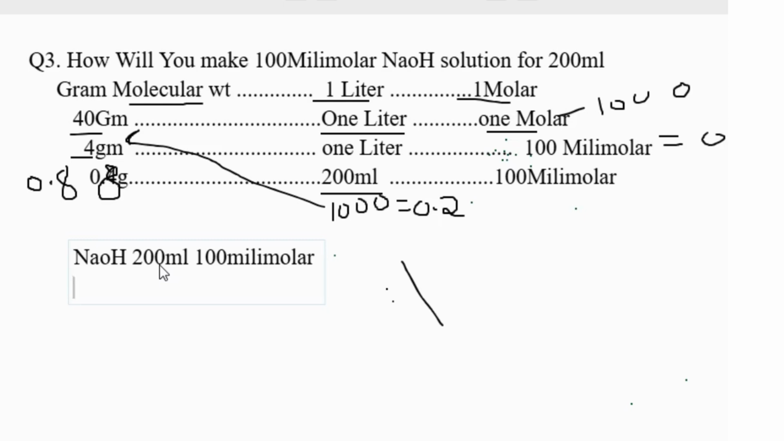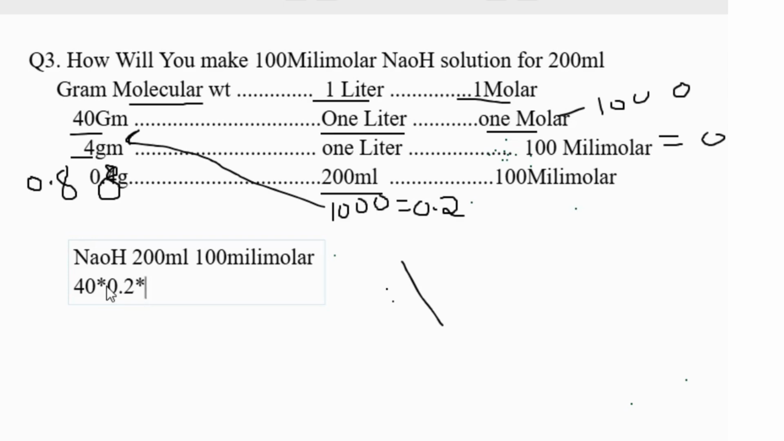Suppose you want to calculate how much gram is required to make 200 ml and 100 millimolar concentration of NaOH. You just have to write the molecular weight of whatever substance you are going to make, and multiply by how much volume you require. That's 200, no? But while multiplying, you have to shift the decimal point toward the left, 3 times. If you shift the decimal point 3 times toward the left, then 200 becomes 0.2. That is for the volume only.